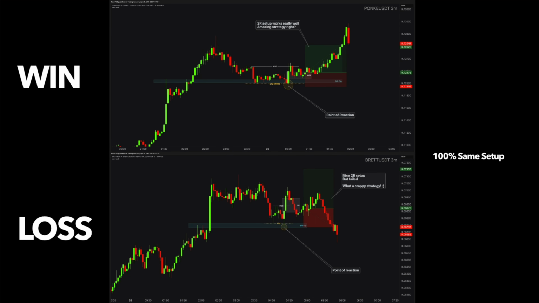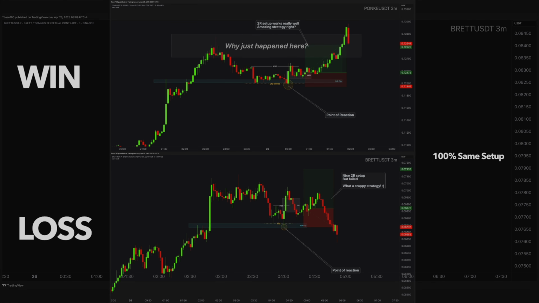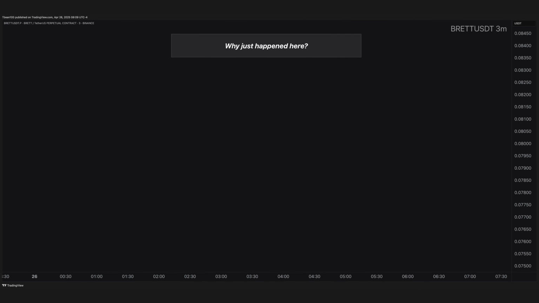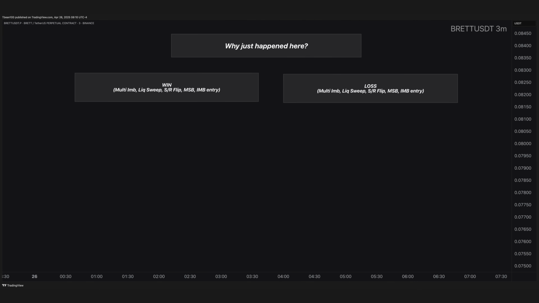Just look at these two trades. Two different coins on the same day. One win and one loss. And it is 100% same setup. We must think about this for a second. So let's question this. What really just happened here?